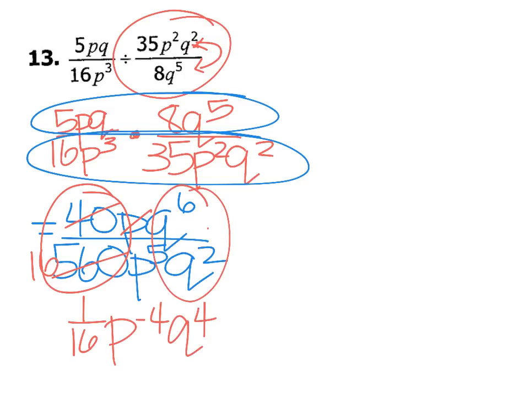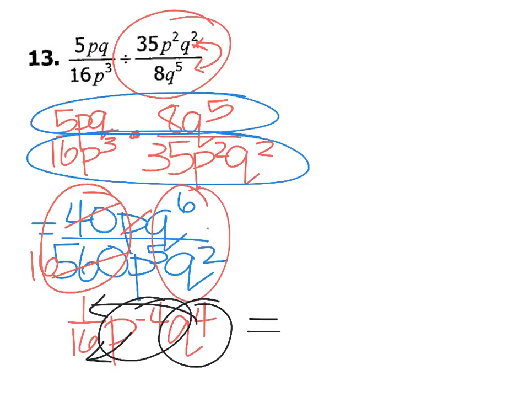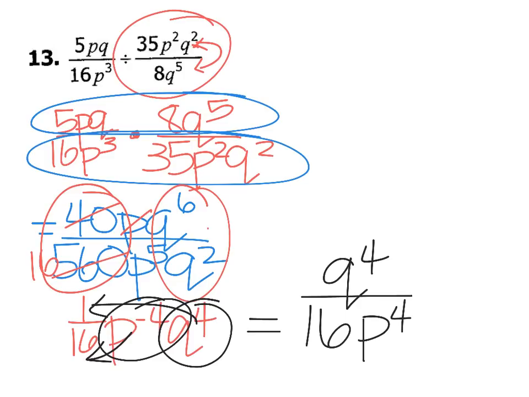All right, now because p is negative, that means it's going to go on the bottom. Because q is positive, that means it's going to go on top. All right, so when we rewrite this as one simplified rational expression, we get q to the 4th on top, divided by 16 p to the 4th. And that's our final simplified rational expression.